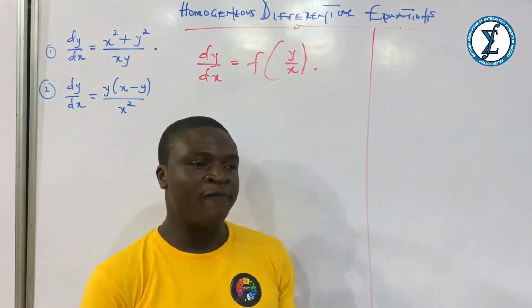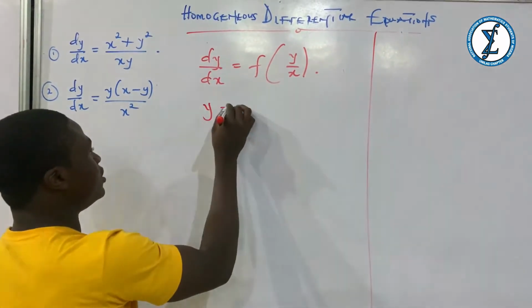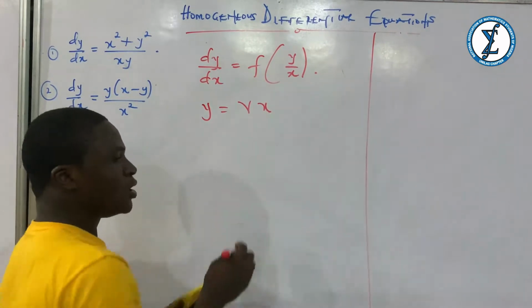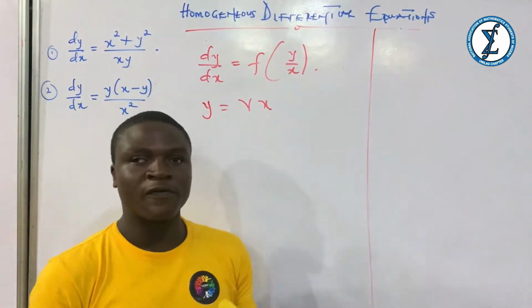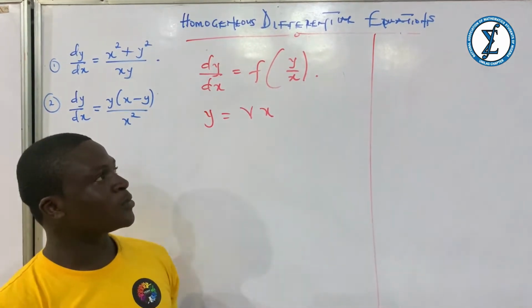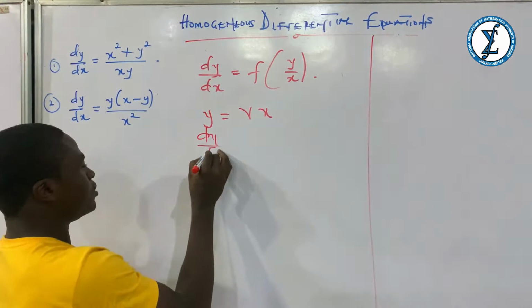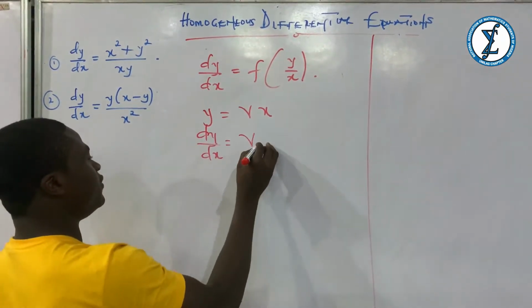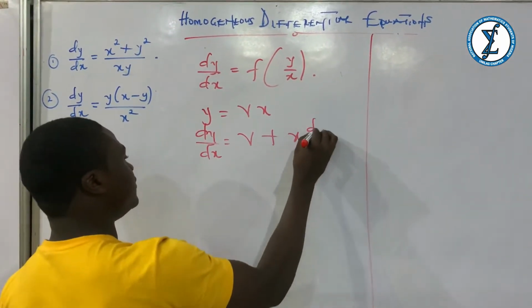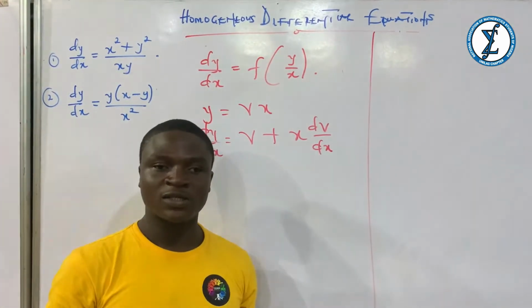We bring in a variable, let's say v, such that y is equal to v times x. Now we are saying v is a function of x, since y is a function of x. So using our product rule, we get dy/dx to be equal to v plus x dv/dx, because we already said v is a function of x.